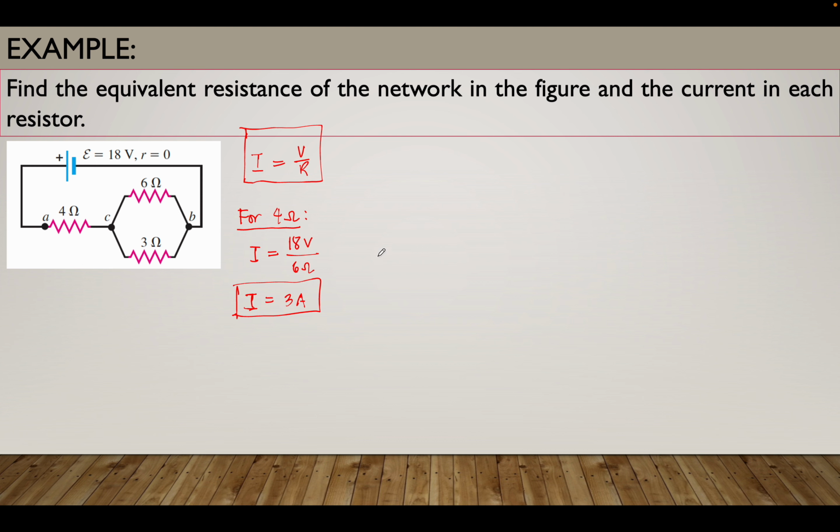Now, how about for the 6 ohms resistor? So, again, same equation or same formula, we have V over R. So, our V is again still 18 volts divided by 6 ohms.